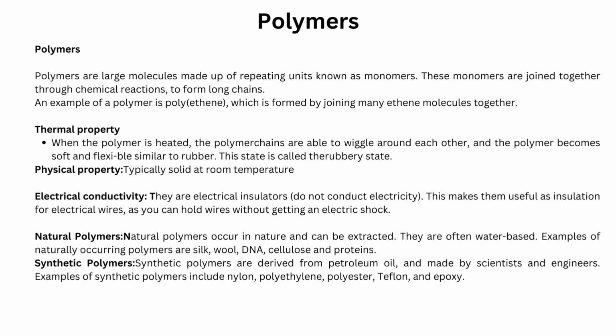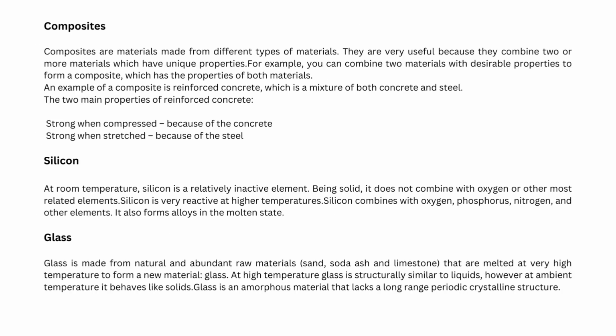Physical property: typically solid at room temperature. Electrical conductivity: they are electrical insulators. These polymers do not conduct electricity. And there are natural polymers and synthetic polymers. Natural polymers occur in nature and can be extracted. They are often water-based. Examples are silk, wool, DNA, cellulose, and proteins. Synthetic polymers are derived from petroleum oil and made by scientists and engineers. Examples of synthetic polymers include nylon, polyethylene, etc.